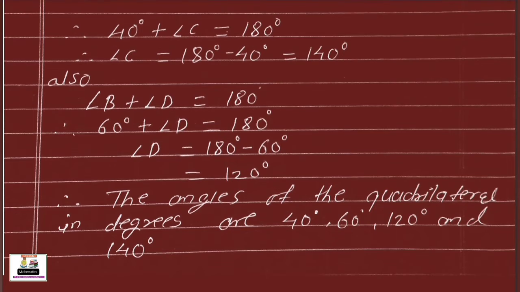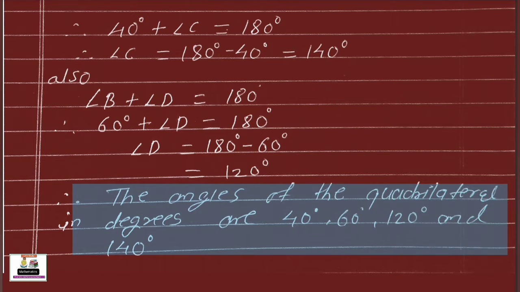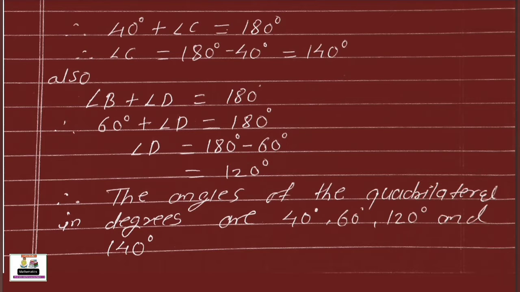Also angle B plus angle D is equal to 180 degrees. Here angle B is 60 degrees, and angle B plus angle D is 180 degrees. Now angle D is 180 minus 60. Then the calculation is 120 degrees. So the angles of the quadrilateral in degrees are first 40 degrees, second 60 degrees, third 120 degrees and fourth 140 degrees. Here the sequence is 40, 60, 120 and last 140. Remember.